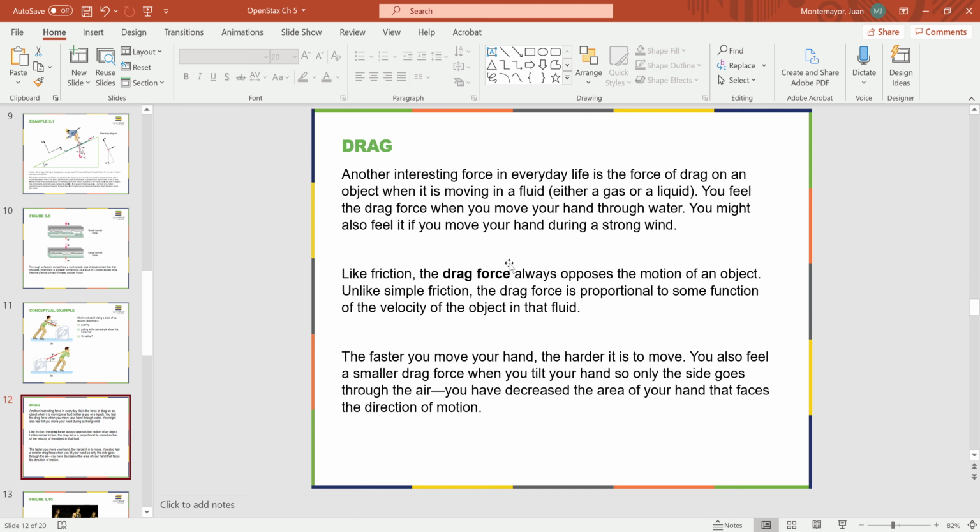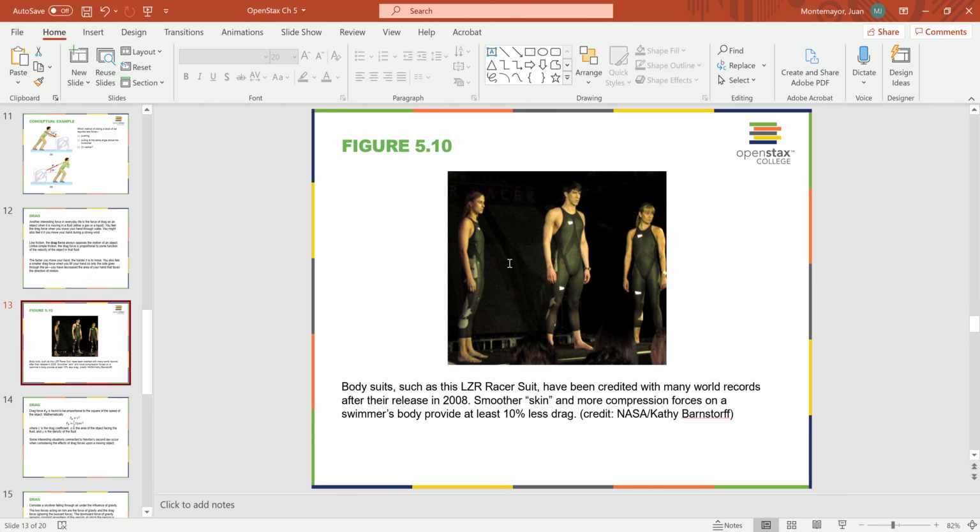Same thing if you're skydiving. Obviously, if you're going straight down, you're going to feel that drag trying to keep you up there. But, obviously gravity is going to push you down. So for 5.10, we have bodysuits such as the LZR Racer Suit that have been credited with many world records after their release in 2008. Smoother skin and more compression forces on a swimmer's body provide at least 10% less drag. So obviously the surface, in this case the bodysuit, having contact with the water is smoother, so the drag force is less.